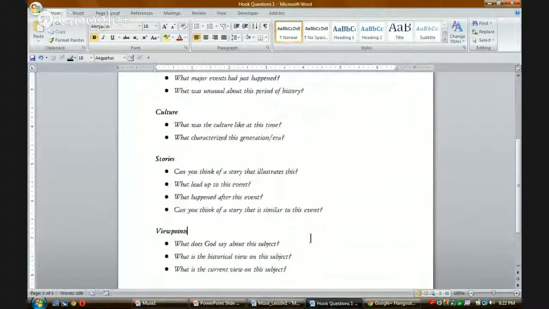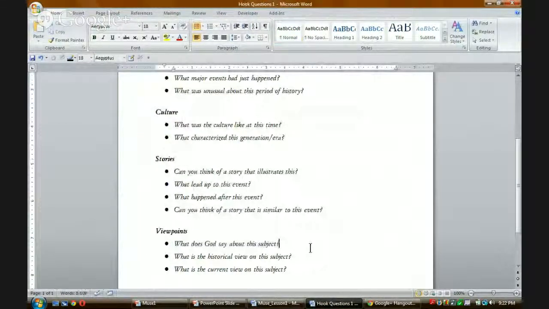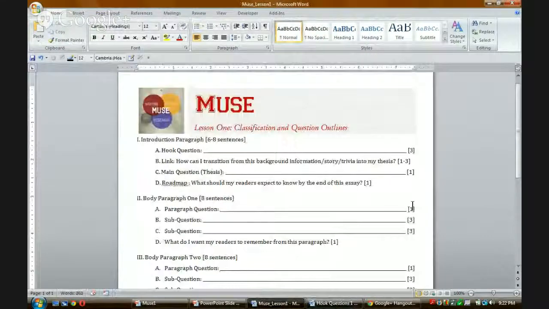Let's say that you wanted to use this question. What does God say about this subject? So copy that right here, and you'll start off your essay by talking about what God says about treating people differently as first, second, and third class passengers. And that might get people interested in your main point and be a nice transition into your essay. So that's what a hook question is, and that is how you'll do it. You'll simply choose one from this list. So again, super easy. So we have a hook question here.